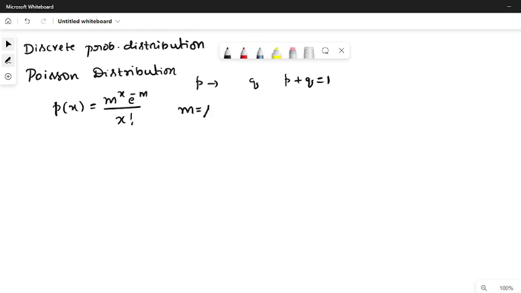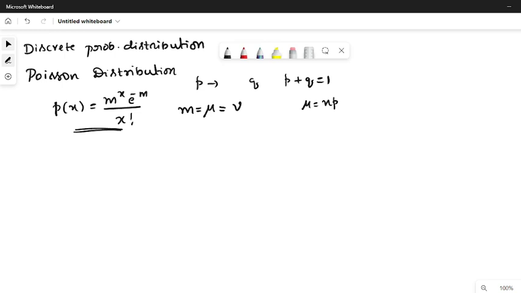Here m will be equal to mu, and in the case of Poisson distribution, variance is also equal to mu. Mean and variance are equal in the case of Poisson distribution, whereas in general for any binomial, for any discrete probability distribution, mean is given by np. Keeping that in mind, let us move on to problems on Poisson distribution. These are the things we need to keep in mind. P of x equal to m power x into e power minus m divided by x factorial.